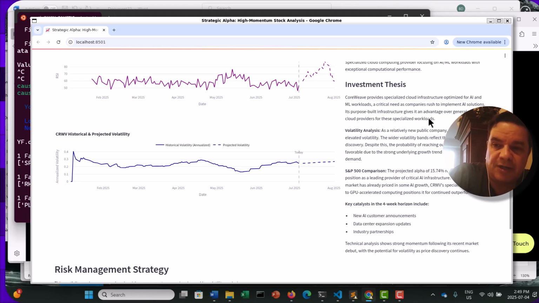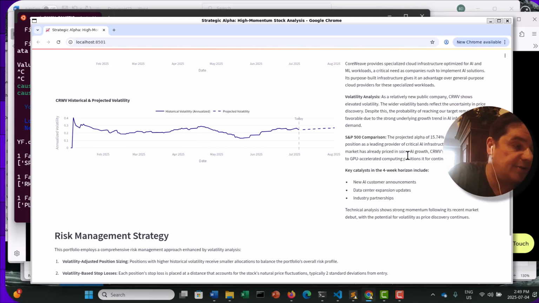Critical need as companies rush to implement AI solutions. Purpose-built infrastructure gives it an advantage over general purpose cloud providers for these specialized workloads. So again, all of these are driven by probably AI. And the markets are starting to probably take off, as it said, with the new tax cuts coming in that recent big, beautiful bill. Projected 15.74% alpha.